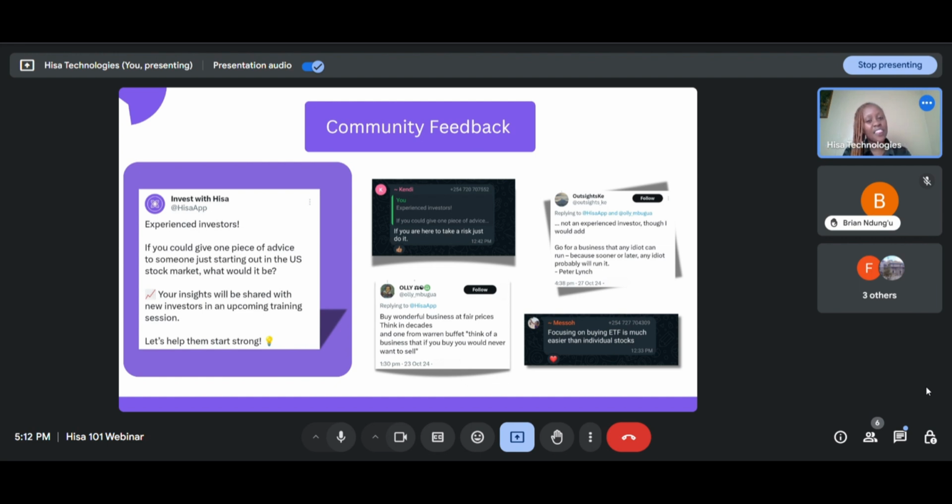So this quote by Ollie from Warren Buffett says, think of a business that if you buy, you would never want to sell. Back to the strategy. What kind of investor are you? Are you a long-term investor? Are you a trader? If you are a long-term investor, think of buying businesses that you'll never want to sell. All right? Okay. Thank you so much, Ollie, Outside, and Candy.